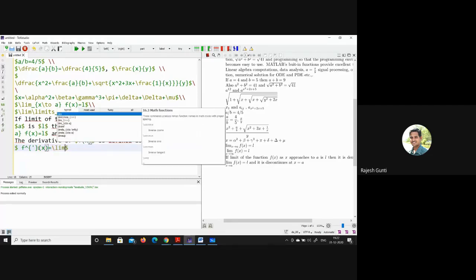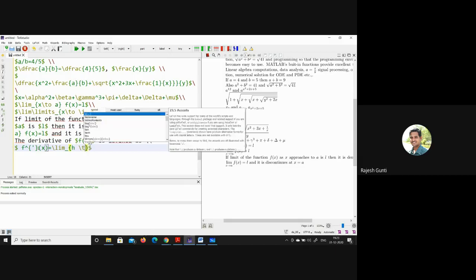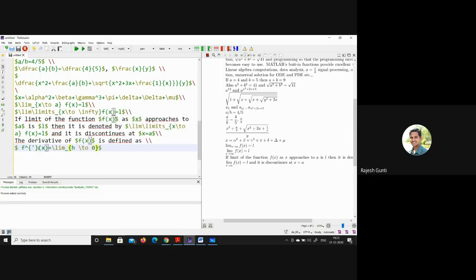F dash x is equal to backslash lim, limit h tends to 0. Am I correct or not? Underscore h tends to 0, how to write h tends to 0. Next, dfrac, am I correct or not? F of x plus h minus f of x by h. I have to get this one.